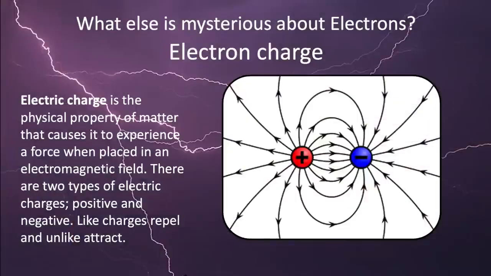What else do we know about electrons that's mysterious? Electron charge. Now here's a definition. Electric charge is a physical property of matter that causes it to experience a force when placed in an electromagnetic field. Well, that's true, but that doesn't tell us what charge is.